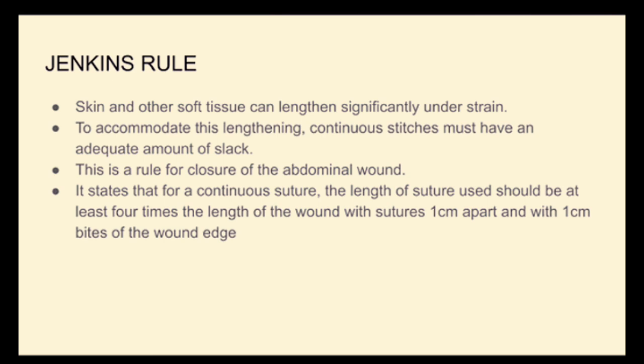That means if you're going to close an abdominal wound and you're using a continuous suture, the length of the suture that you use should be at least 4 times the length of the wound. And then while you're suturing, it should be 1 cm apart. And when you take a bite with the needle, it should be 1 centimeter of the wound's edge.